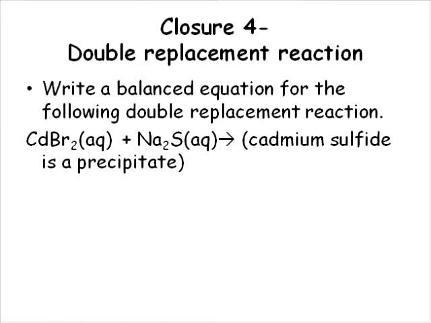Okay, double replacement reaction. Here we have 2 compounds, and then we're going to have 2 compounds. So write a balanced equation for the following double replacement reaction. It gives us a hint. It tells us cadmium sulfide is a precipitate. So if you want to put it on pause and work on it.